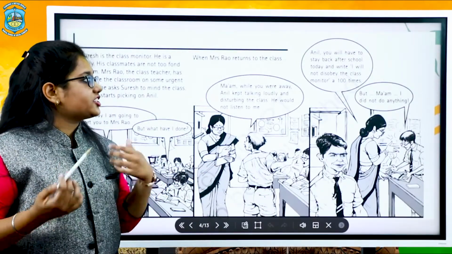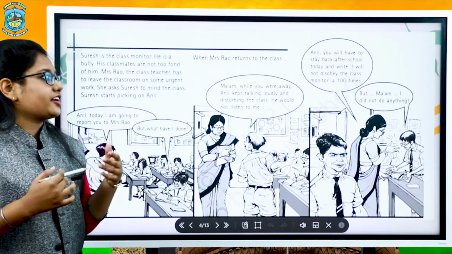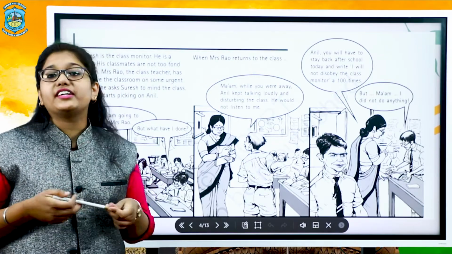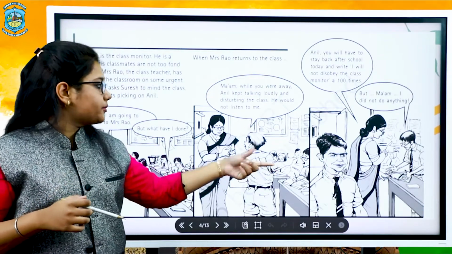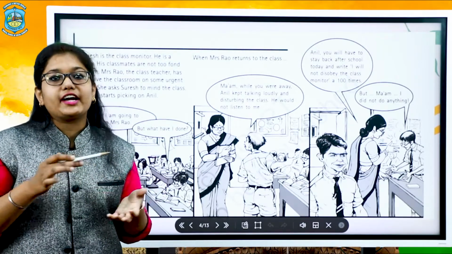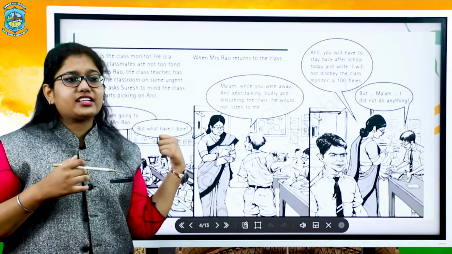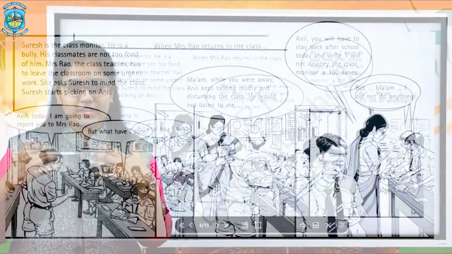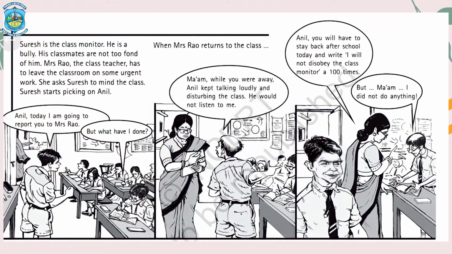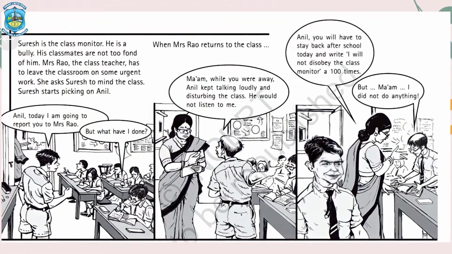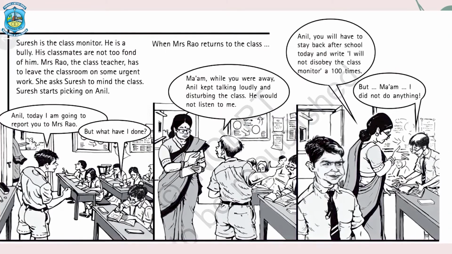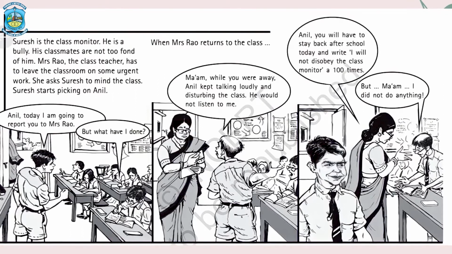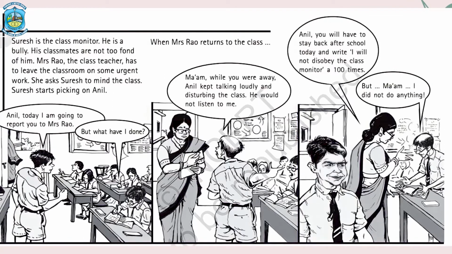The ma'am punished Anil and said that he has to stay back and write that he will not disobey the class monitor 100 times. But he said, ma'am, I did not do anything. It was not his fault, but because the monitor picked a fight with him, he had to bear the consequences. Such critical situations also happen in our country and in our society, where we elect our representatives and give them powers and responsibilities, but they misuse the authority. So the constitution lays down rules and regulations that prevent us from such misuse of authority.